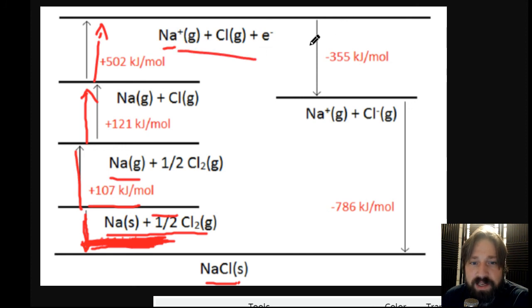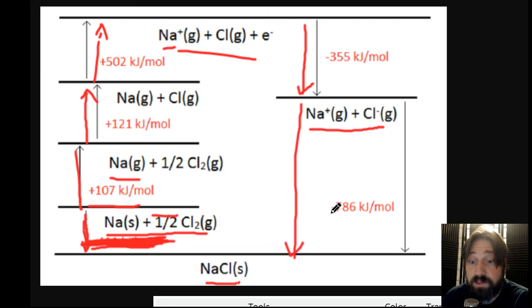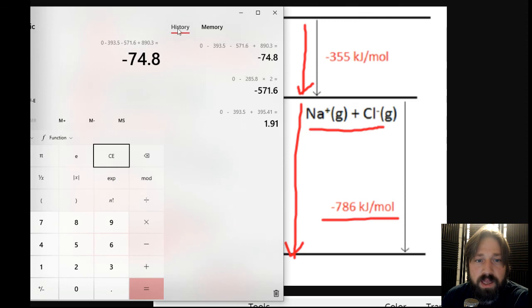And then these guys can move down here. This electron is going to get sucked up by the chlorine to make Cl minus, a chloride ion, and that actually is going to be exothermic. We're going back down, okay? And then here, these two ions come together and release a whole bunch of energy to become sodium chloride solid. So this is just a big Hess's law problem. See? I can add all of these together. In fact, let's go ahead and do that.